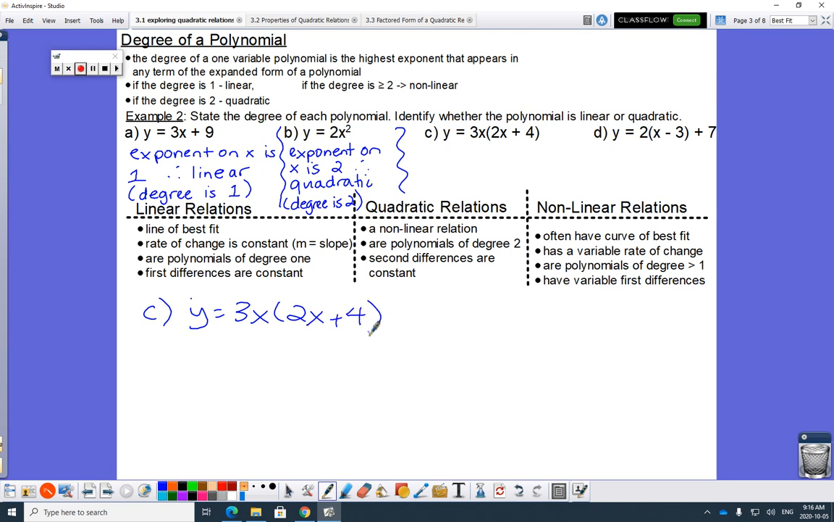So if it was a 3, you would do the same thing. Multiply by this, multiply by this, okay? And I'm going to write it out. 3x times 2x, okay? So now here, I'm going to multiply these together.